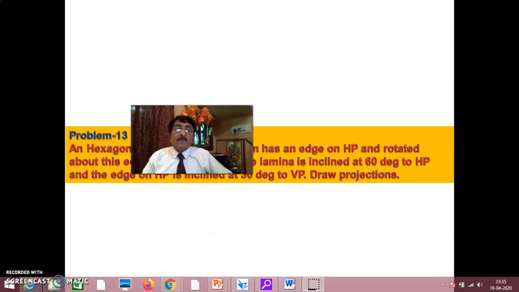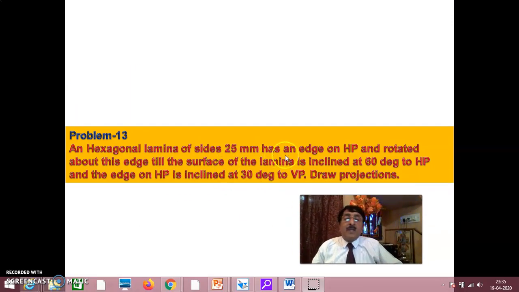Okay, now you see here. A hexagonal lamina of size 25 has an edge on HP. You take the edge position and rotate it about this edge till the surface of the lamina is inclined at 60 degrees to HP, and the edge on HP is inclined at 30 degrees to VP. Okay, it's a simple problem.